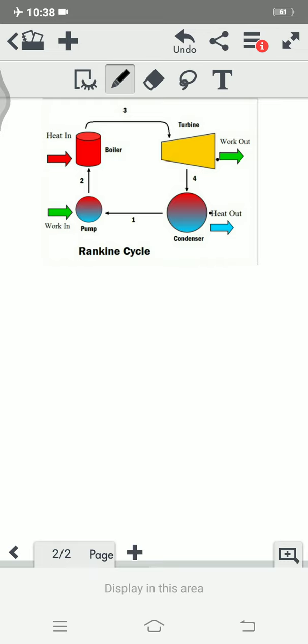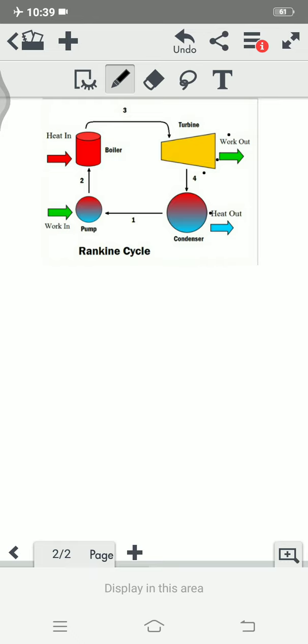Now the second part is the turbine. The turbine is the device in which steam is expanded. The steam is expanded isentropically, and that process, process 3 to 4, is an isentropic expansion process, where the entropy remains constant. So in the turbine the steam expands isentropically.